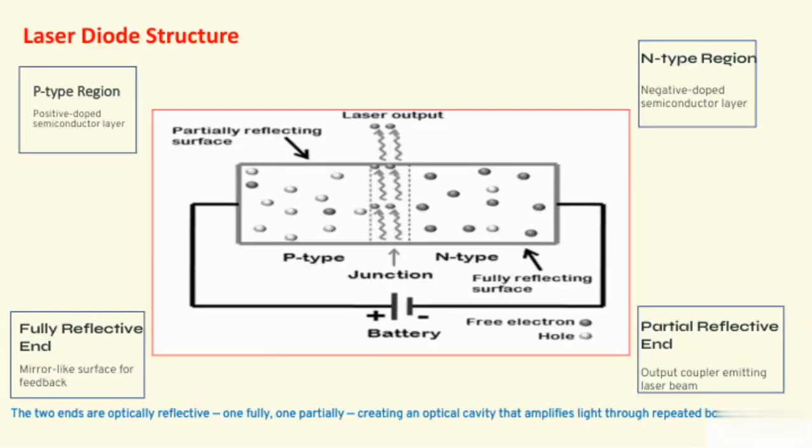Let's look at how a laser diode is built to create that powerful beam of light. At its core, it has two ends that act like mirrors, one fully reflective, the other only partially. This setup forms an optical cavity, where light bounces back and forth, getting stronger with each pass. Inside, layers of semiconductor material are carefully arranged, positive on one side, negative on the other, to help generate and amplify the light. The partially reflective end lets some of that amplified light escape as the laser beam we use.